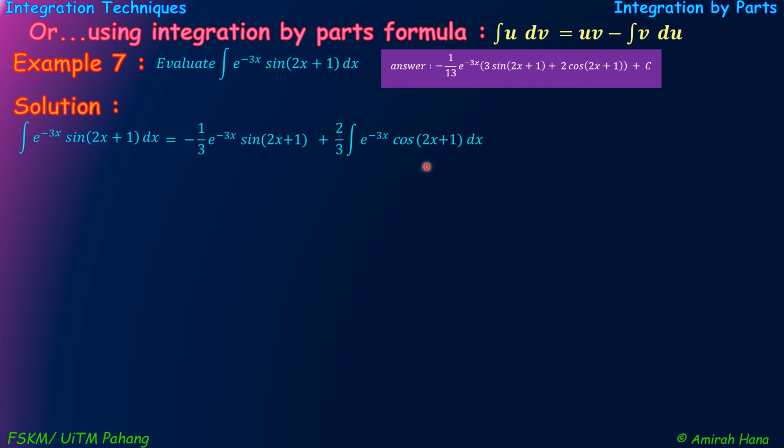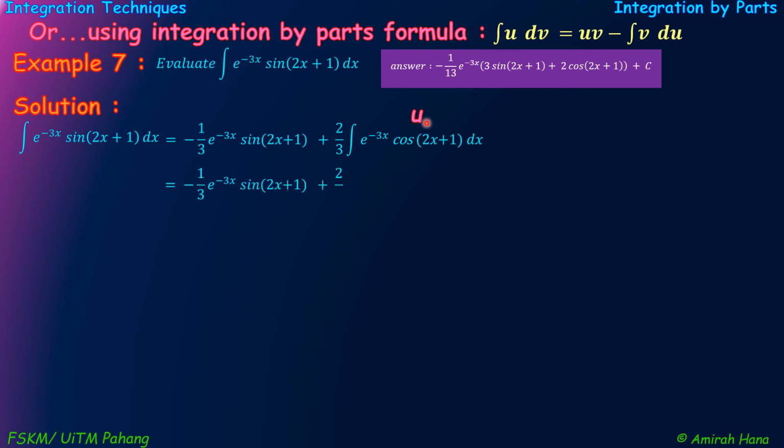From the previous slide, we get this. So we still have the integration symbol here, so we need to integrate again using integration by parts. When we start to use integration by parts, we need to identify the functions as u and dv. From here, e to the power of negative 3x is an exponential function, and cos 2x plus 1 is a trigonometric function. Again, from the Euclid rule, the trigonometric function comes first, so it should be u.